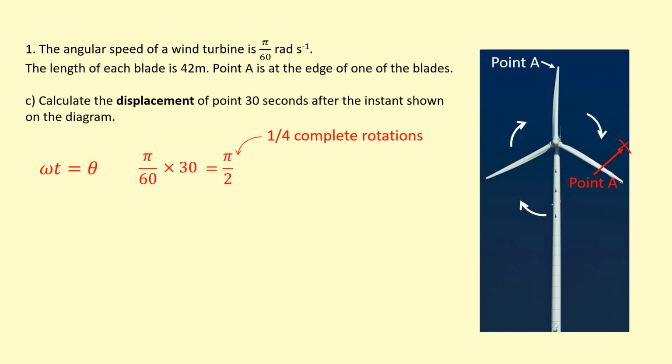Okay, so you can see this is 42 meters from the center because the blade has a radius of 42. I want to calculate the displacement from A, so I'm basically trying to figure out this distance here. I can use Pythagoras: 42 squared plus 42 squared, and square root, that gives me 59 meters from where it started. That is the displacement from where it started.